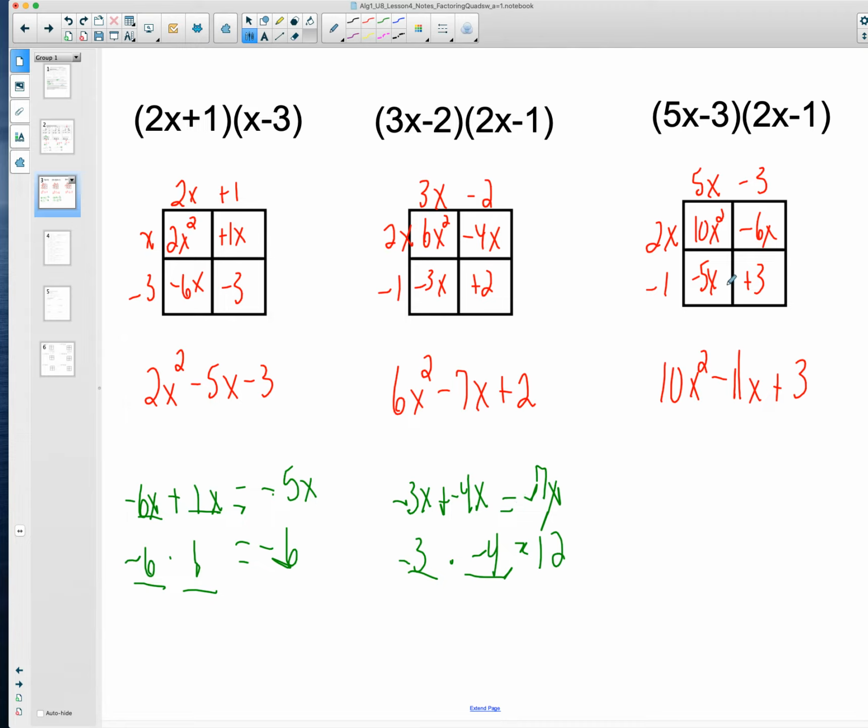All right, and then once again, you can kind of see this here. 10 times 3 is 30. Negative 5 times negative 6 is positive 30, and negative 5 plus negative 6 adds to be that middle term there. So that's really the idea, that we're going to use that pattern in order to find our two middle terms. All right, so let's jump into some examples.